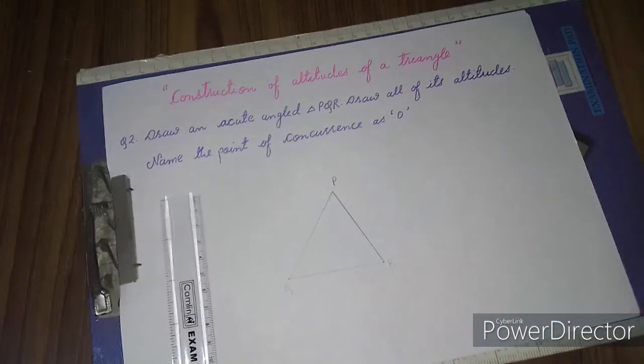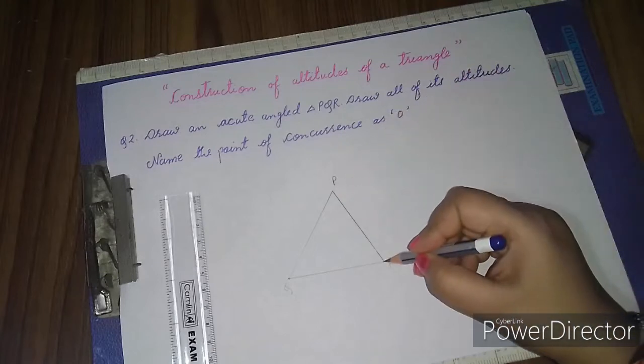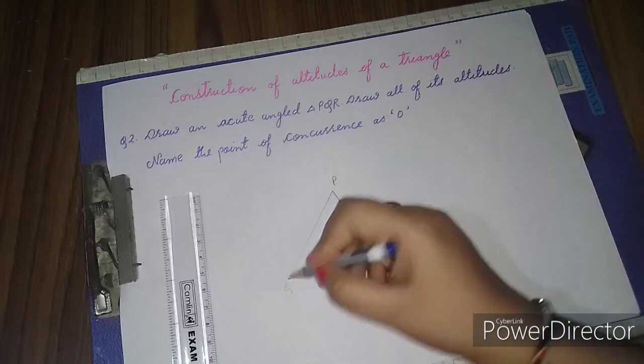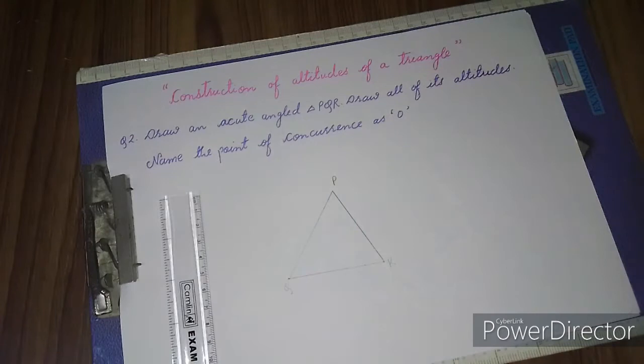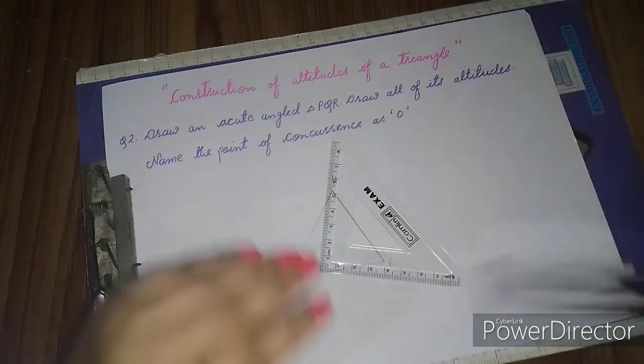Okay. Now you have to draw the altitude in your triangle PQR. Now what do you mean by altitude, students? The perpendicular segment drawn from a vertex of a triangle on the side opposite to it is called an altitude of the triangle. That means you have to draw a perpendicular segment from your vertex P, from your vertex R, from your vertex Q. Now, how will you draw this? By using a set square, students.